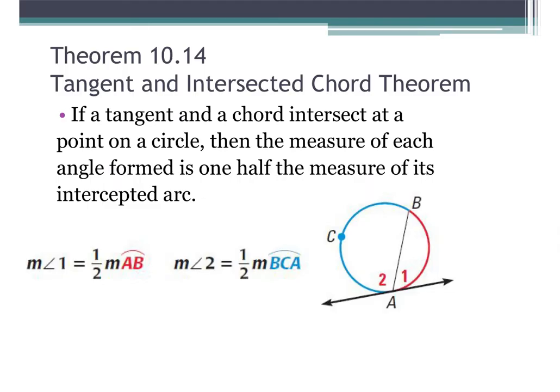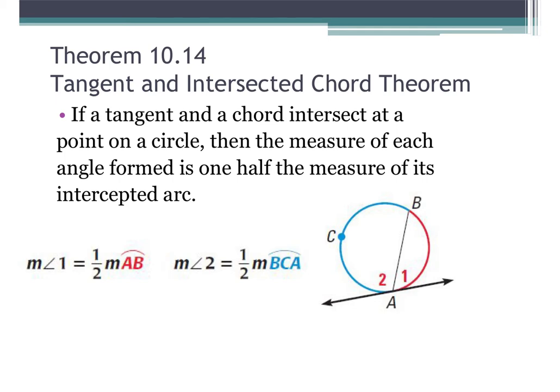So, Theorem 10.14, tangent and intersected chord theorem. If a tangent and a chord intersect at a point on a circle, then the measure of each angle formed is 1/2 the measure of its intercepted arc. Okay? This is basically the same thing as the last one, only we're not dealing with an inscribed angle, we're dealing with a tangent and a chord, okay?